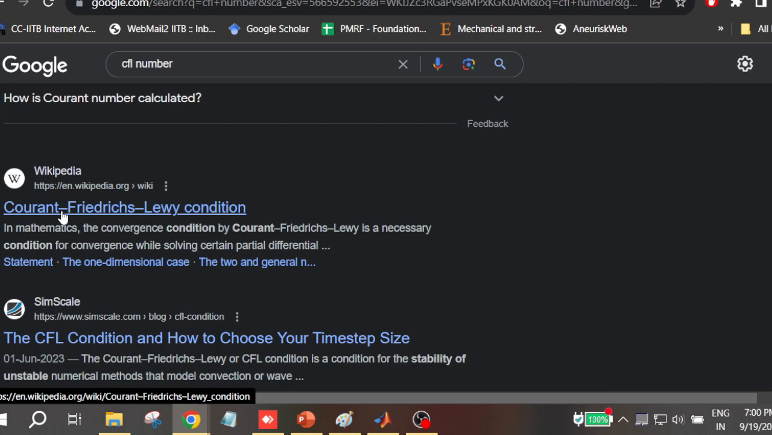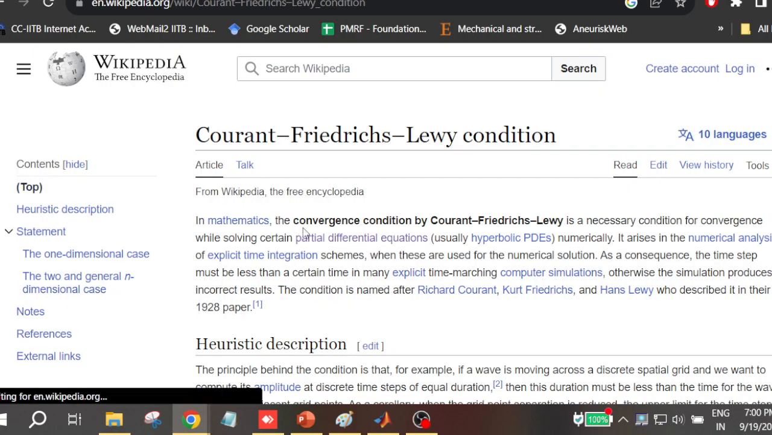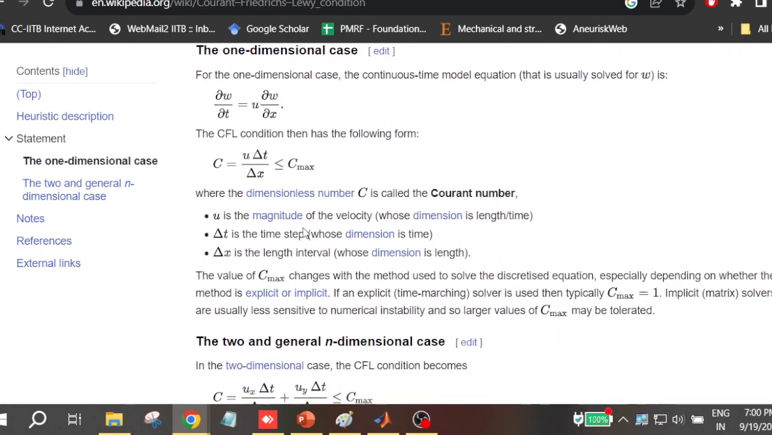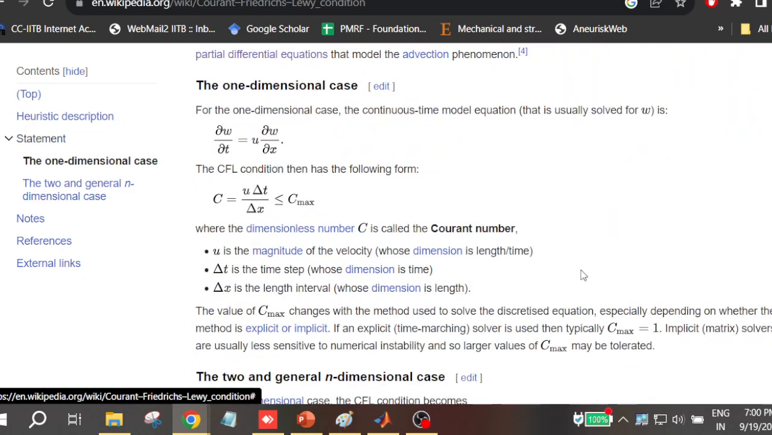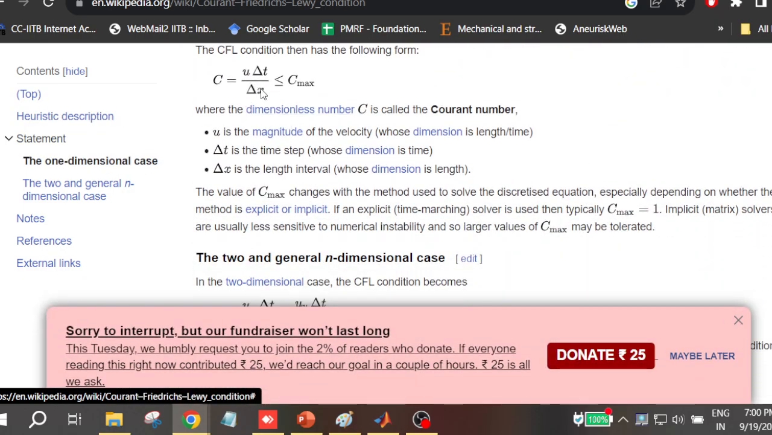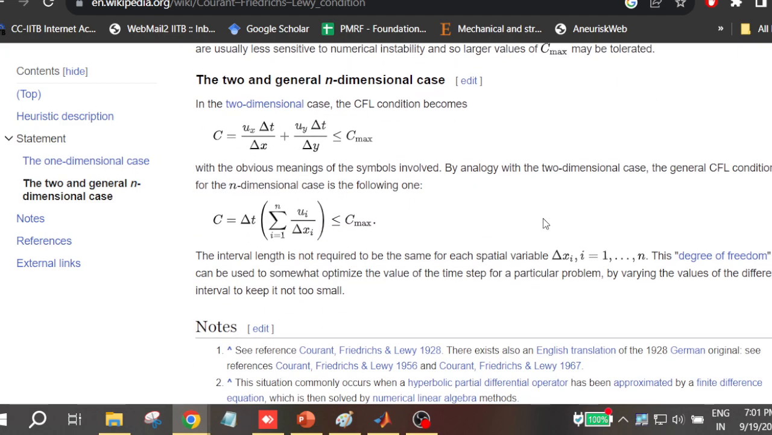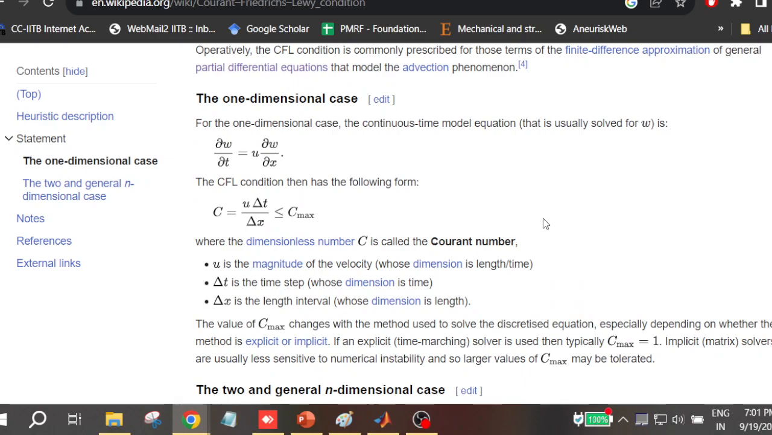Are you able to see my screen, right? So he tried to derive this based on that stability analysis, and then he said this u delta t by delta x should be less than C max. C max will depend on your time stepping scheme. It is 0.5, I think, not 1 also, for an explicit time marching scheme. That is given here somewhere as 0.5, and for my semi-implicit it is 2 usually. So that is what we check.